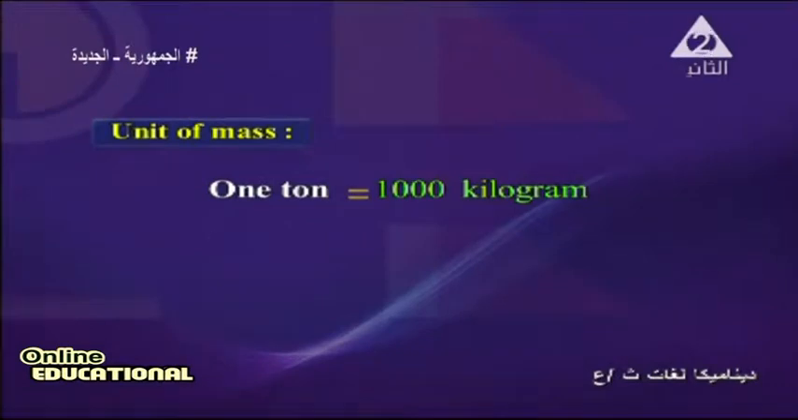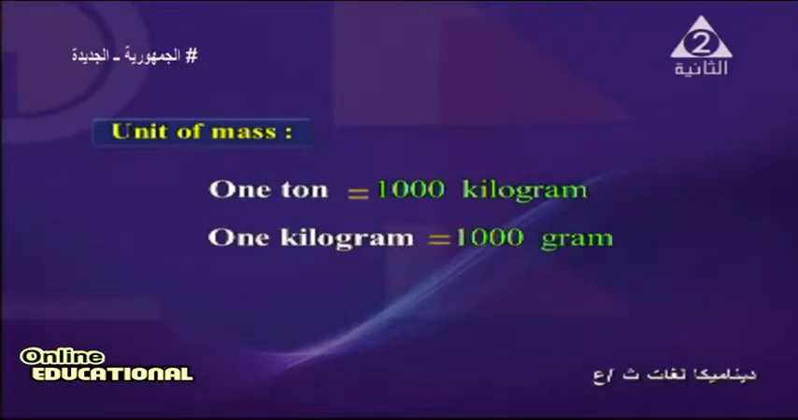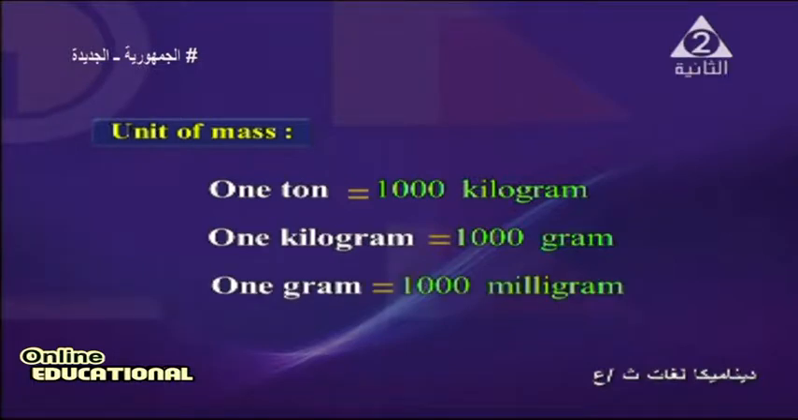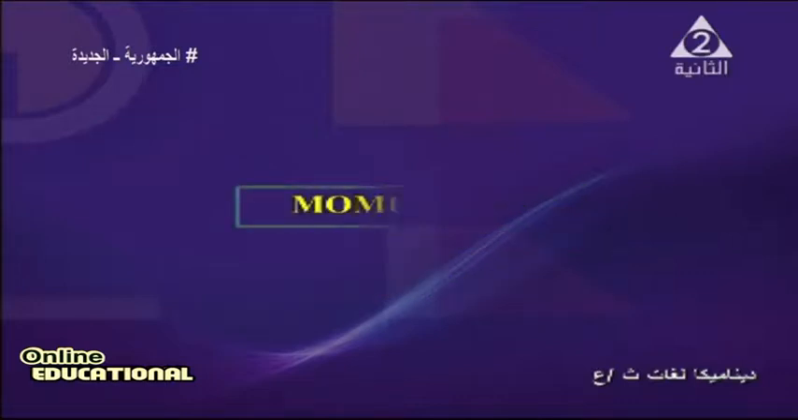The first unit: 1 ton equals 1000 kilograms, and 1 kilogram equals 1000 grams, and 1 gram equals 1000 milligrams. Now, what is the momentum?